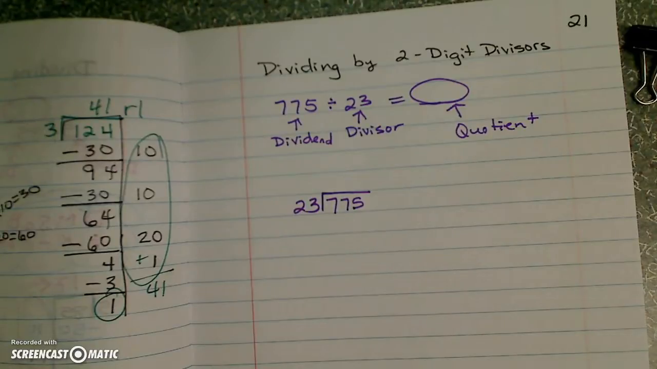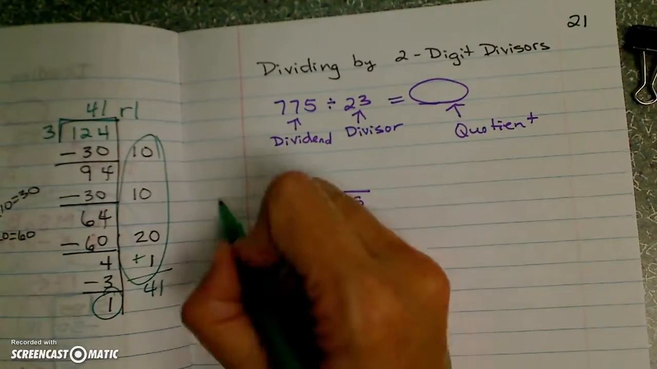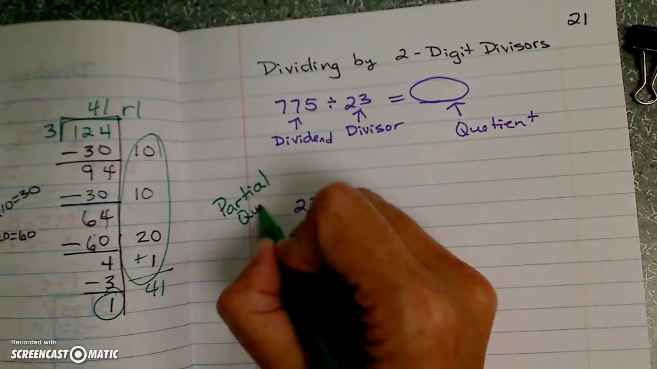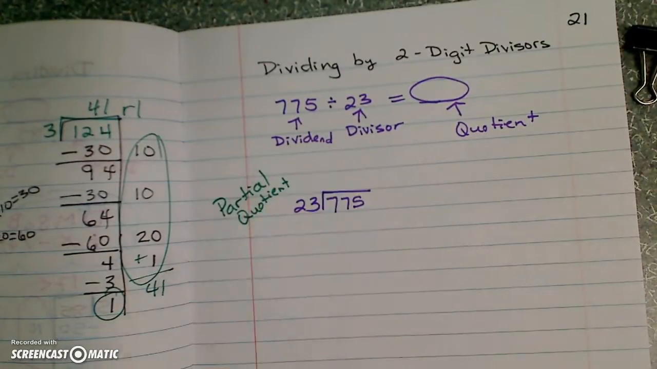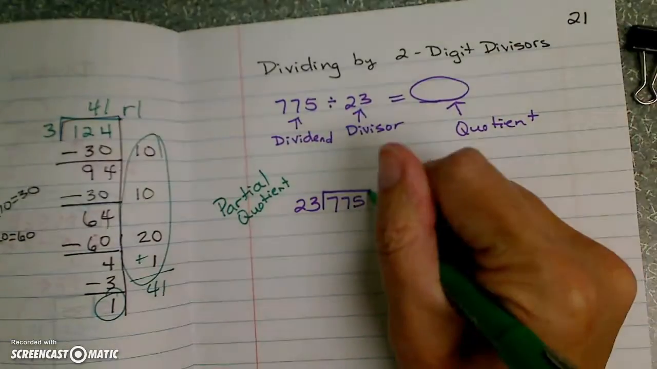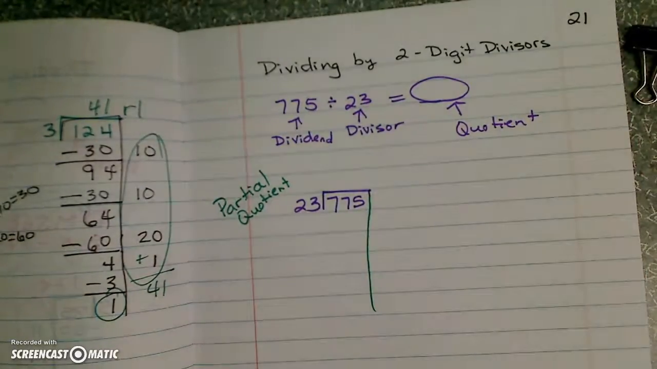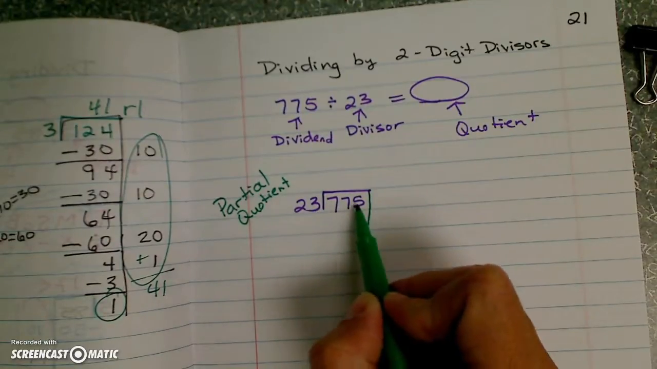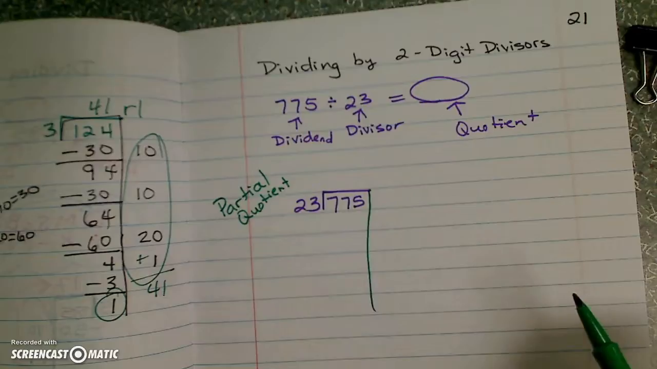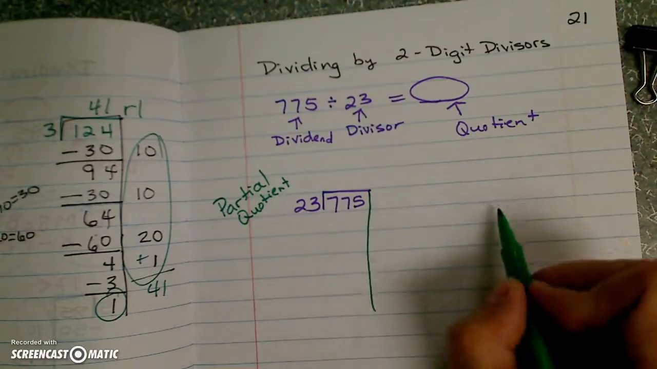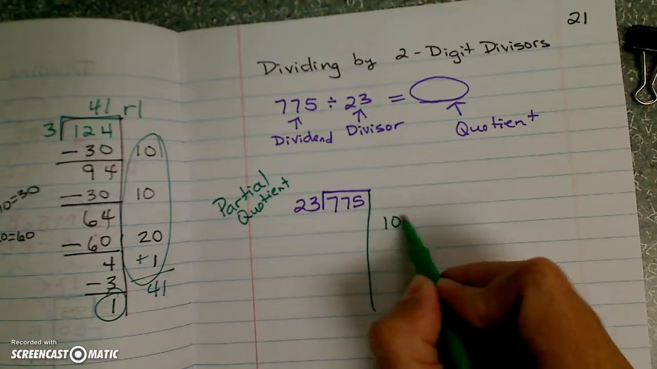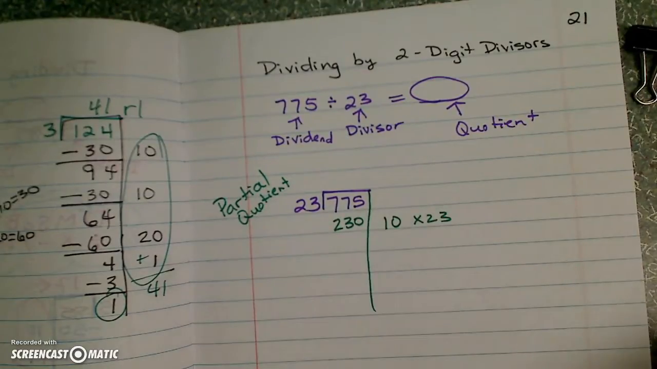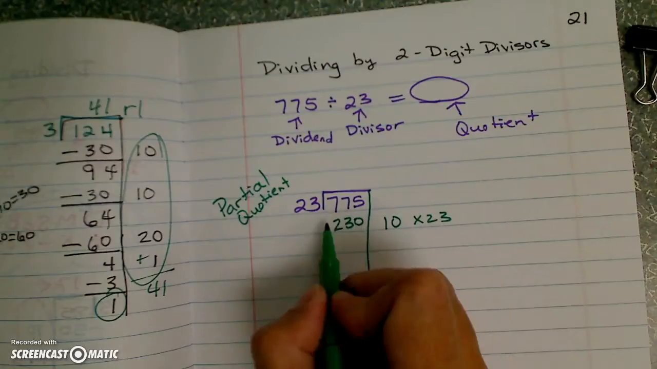Okay? Now I'm going to show you the partial quotient way first. Partial quotient, or it's also called the big 7 like I showed you in the last video. So I'm going to make this go down, make it look like a 7. And then I'm going to think, okay, 23, how many groups of 23 can I get out of 775? Well, I know that 10 times 23 would equal 230. So I can at least get 10 groups of 23.